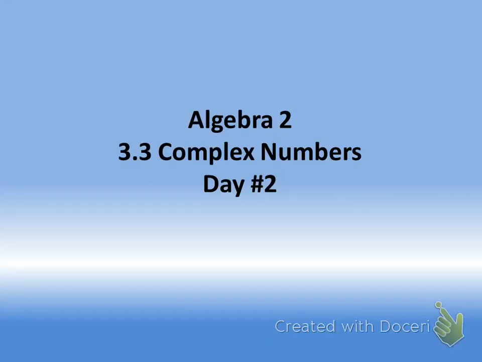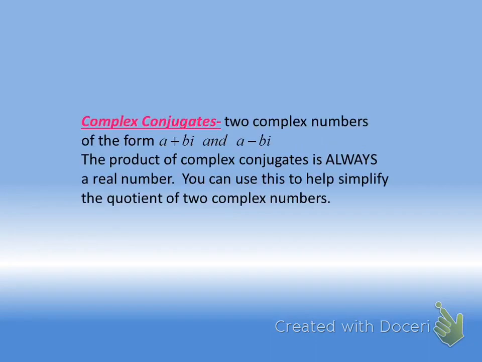Complex numbers, day number 2. One type of example, okay, with 2 subtypes. All right. Before we roll with the problems, we need to go over this definition first.